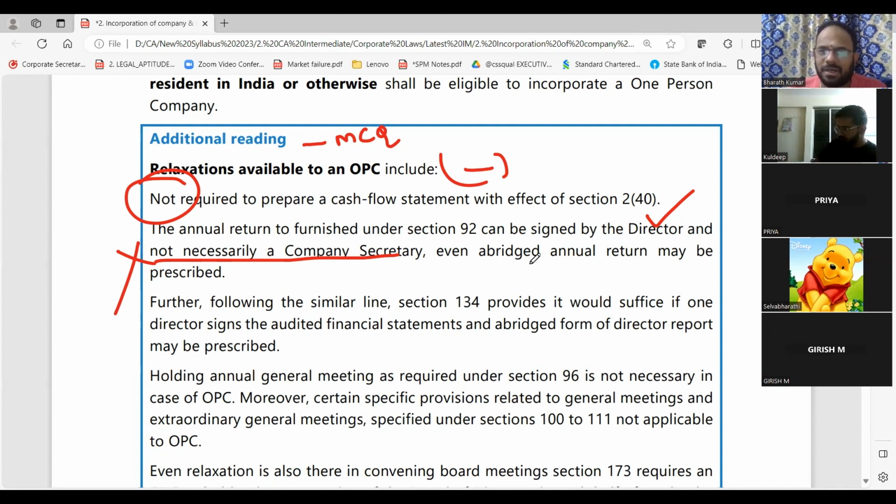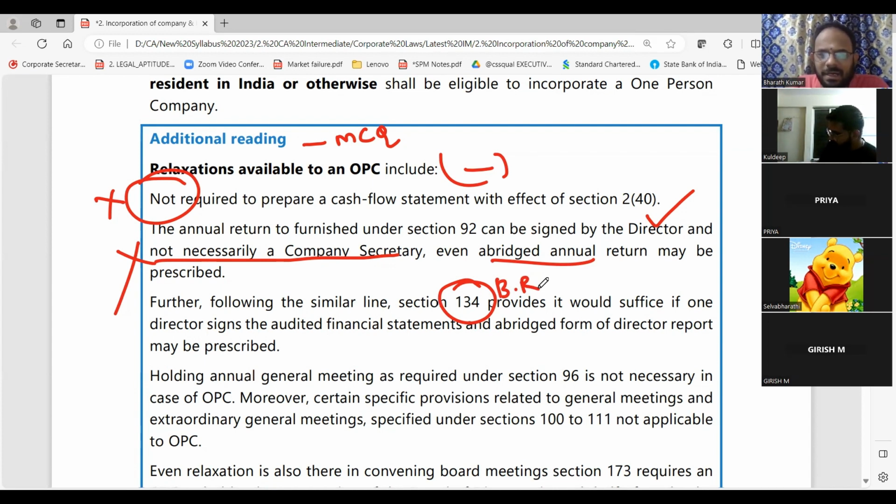Even abridged annual return you don't need. Abridged means projected. So company secretary need not, but the director should sign. Another director can sign in place of the company secretary. Clear? Under 134, if the director signs, it's enough. What is 134? Board report. Section 134 board report. We will study it in accounts of companies.